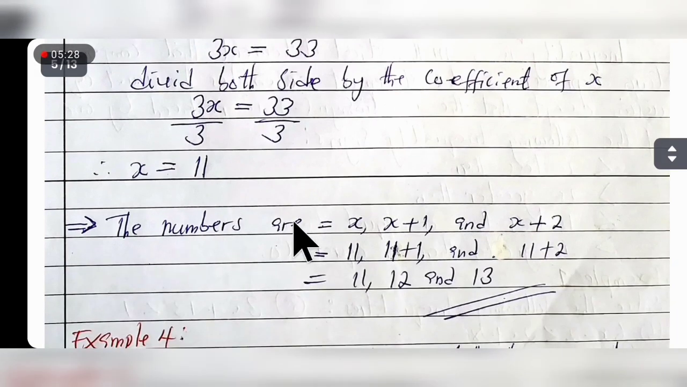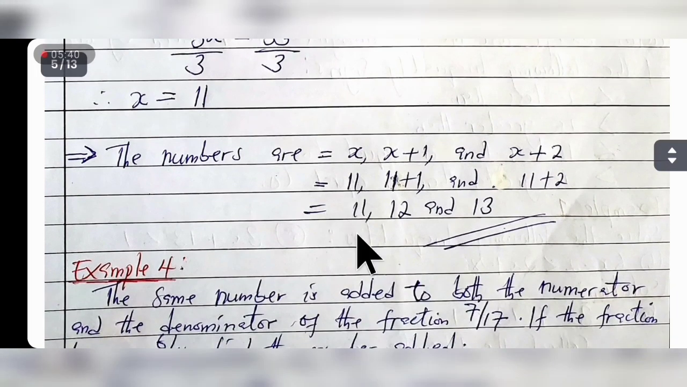So the numbers are x, x plus 1, and x plus 2. So x is 11, x plus 1 will be 11 plus 1, and x plus 2 will be 11 plus 2. So 11 plus 1 is 12, and 11 plus 2 is 13. So the three consecutive numbers are 11, 12, and 13.